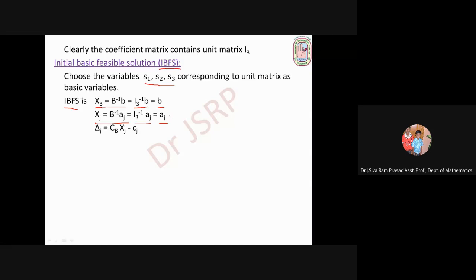Next, scalar delta j equals capital C suffix b into capital Xj minus Cj, small cj.